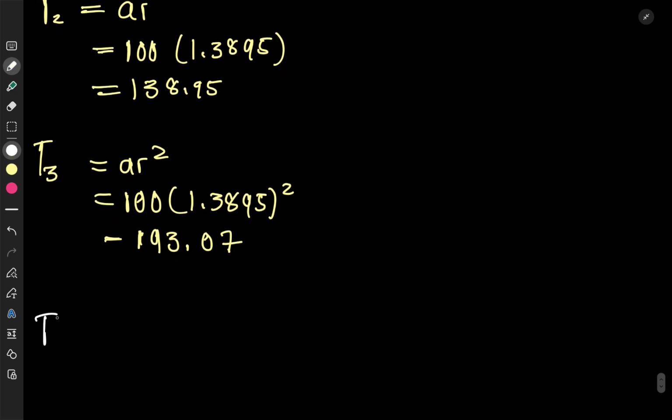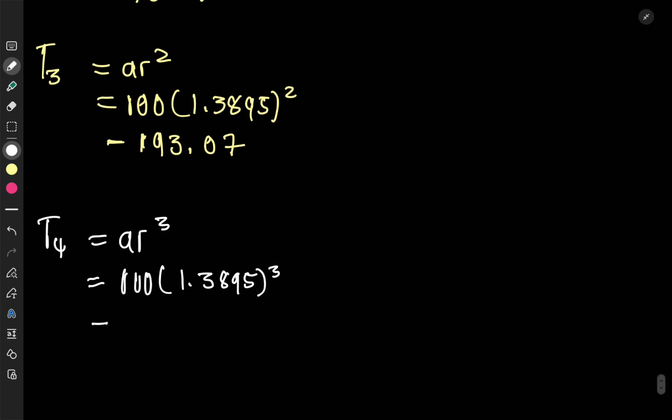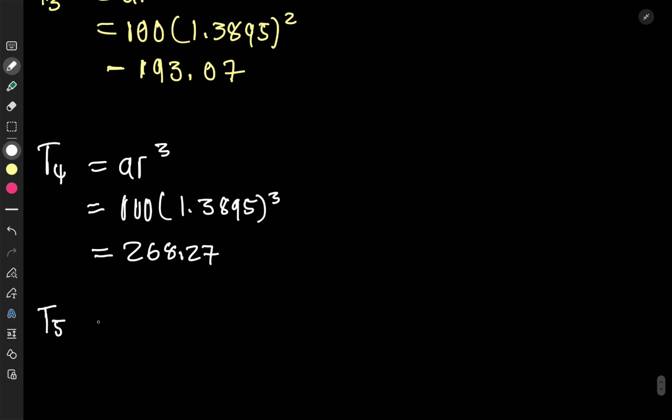Then we can have our term number 4. It is going to be AR cubed, which is you can just remove the squared and put the cube. So it's 100 multiplying 1.3895 all cubed. And what are we going to get this time? We'll get 268.27. Then we do term number 5, which is going to be AR to the power of 4.